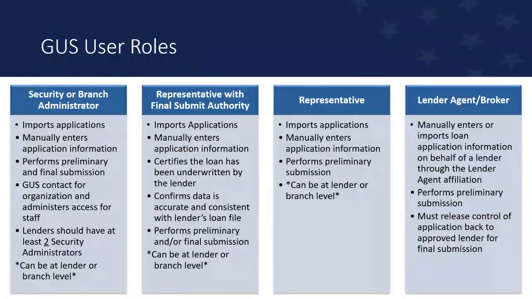The representative with final submit authority, typically this is an underwriter, a team leader, a manager. They can import or manually input applications. They certify that the loan has been underwritten. They confirm that the data is accurate and consistent with the loan file, and perform preliminary and/or final submissions.